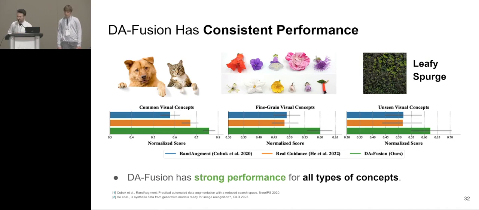Interestingly, for common visual concepts, we find that the prompt engineering solution generally performs very well. But as the concepts become more and more fine-grained, and it's less likely that Stable Diffusion has been trained at scale on them, as well as when these concepts become harder to describe in language, such as flower species, prompt engineering tends to fail. And our approach seems to perform well across all domains and has strong performance.